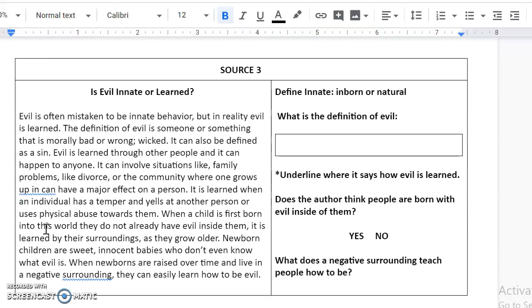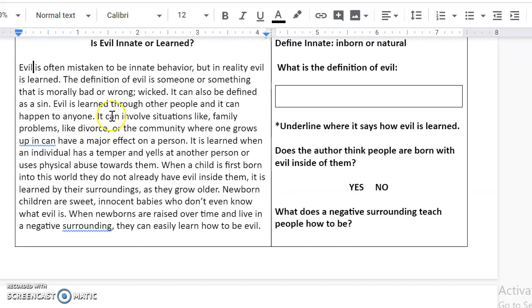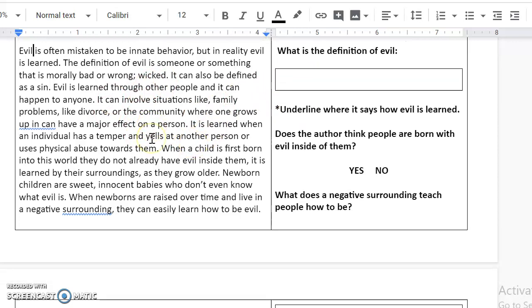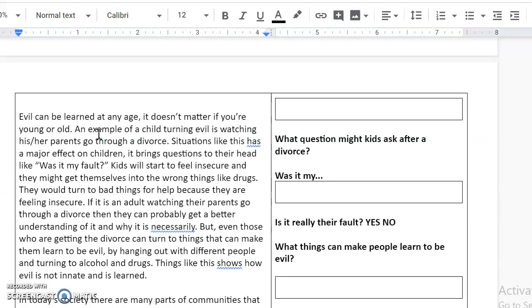So here's source 3. Source 3 has the opposite opinion of source 1. So this will give information about how babies have to learn to be evil. And as you read, you need to answer these questions on the side here, and they'll help you understand the article. This is an easier article to understand than source 1, so we'll probably spend less time with it today in class. But again, you need to be looking for evidence here that babies have to learn evil.